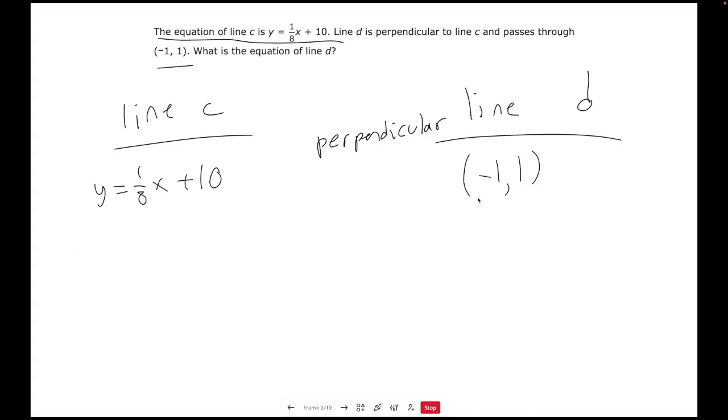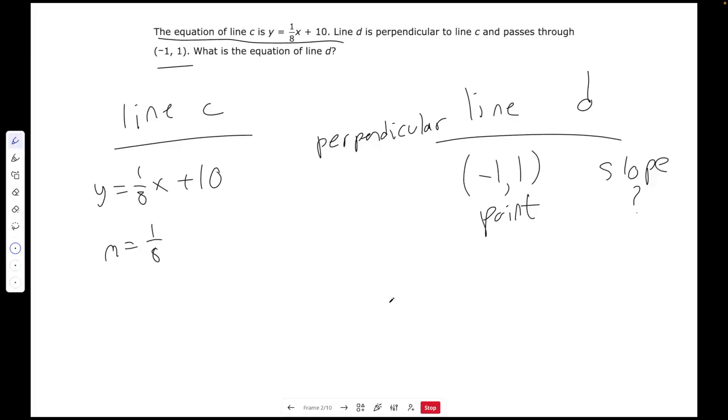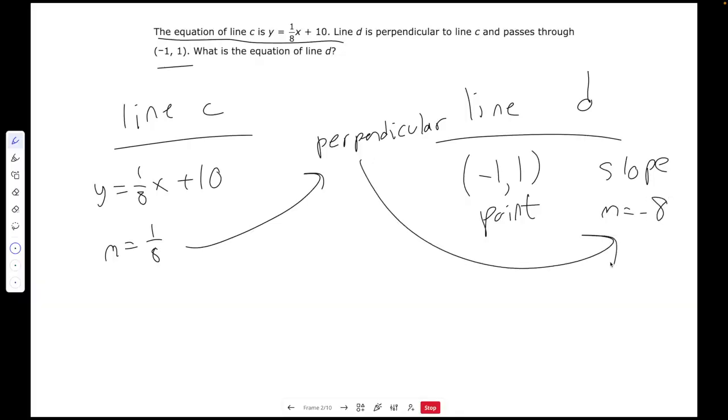All right, so for line D, we have a point. What we need is a slope, because with a slope and a point, we can definitely do something. So we're going to get the slope from over here, because the slope of line C is 1/8. We should be familiar with slope-intercept form. And now, because they are perpendicular lines, we need the negative reciprocal of that, which means that the slope for line D is going to be -8. We already covered negative reciprocals.